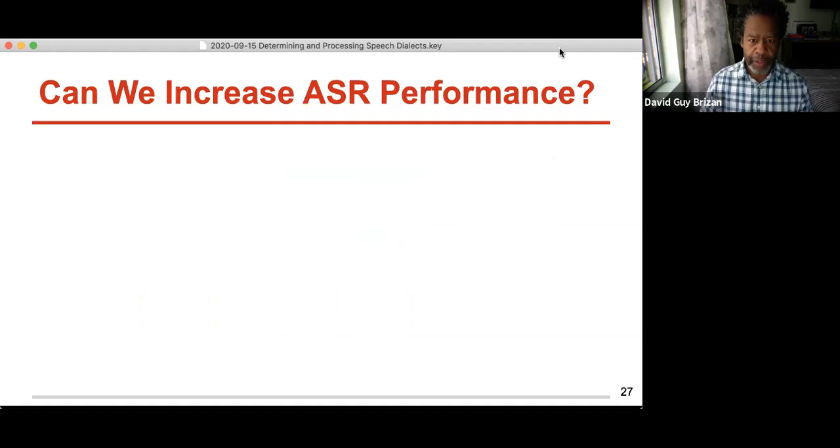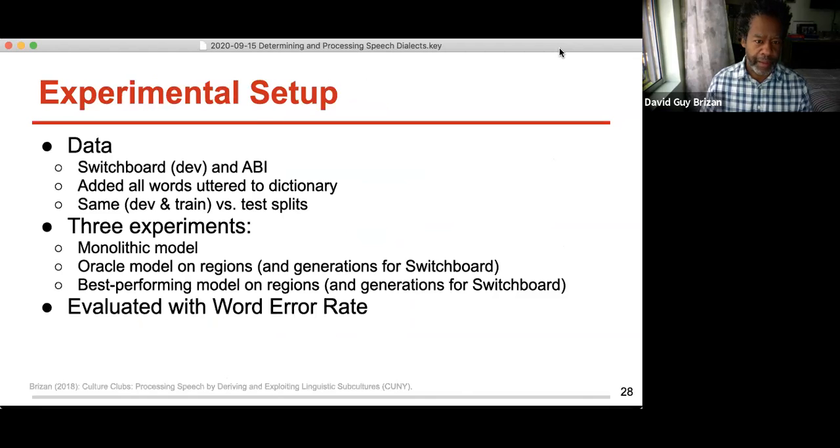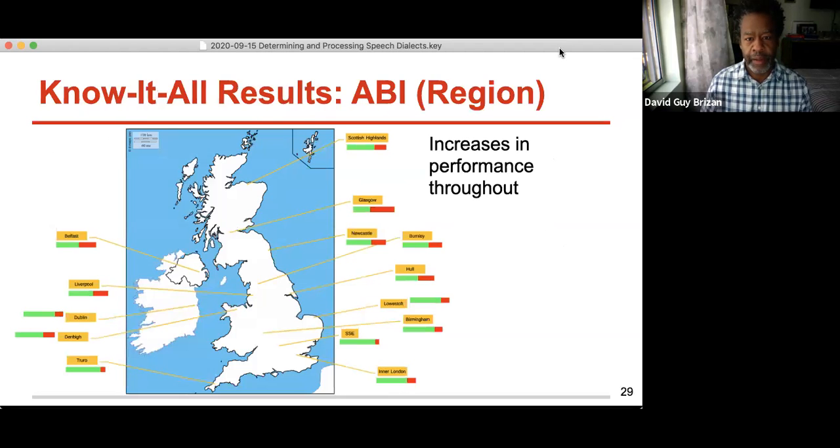A couple questions. Can we increase the performance of our speech recognition systems by knowing where the region that someone is from? So I looked at those two corpora in England that I was telling you about, ABI and IVIE, and with one model trained on all of this speech, we got some accuracy. The accuracy is the green bar, and the red part is the error, and of course this bar sums to 100.